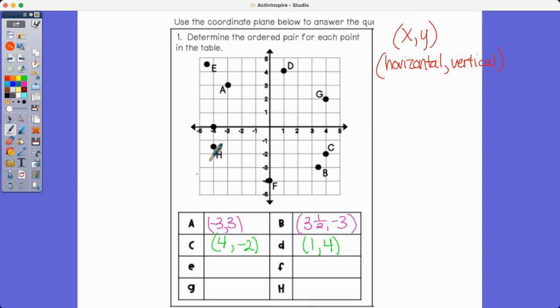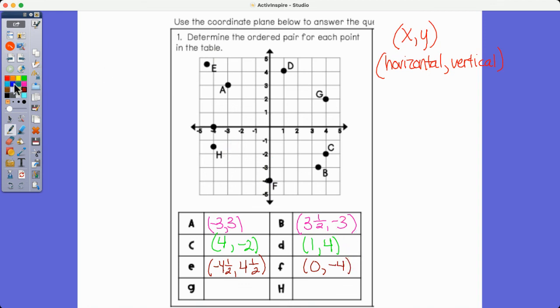E, we're going to go -1, 2, 3, 4, and a half. -4 and 1/2. But I'm going to go up 1, 2, 3, 4, and a half. So that's positive. And then let's look at F. Do I move? No. So my X is 0. I did not move. I come down 1, 2, 3, 4, -4 for the Y.